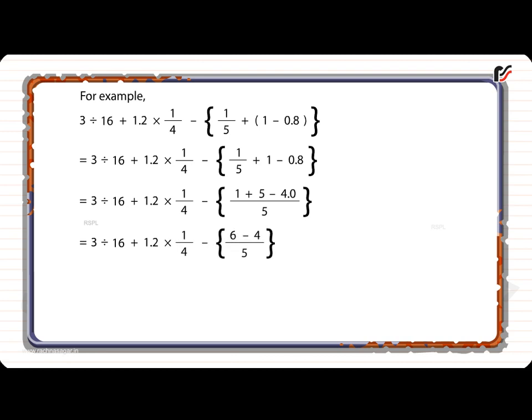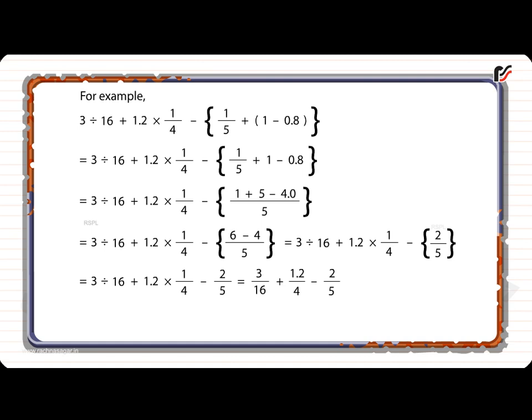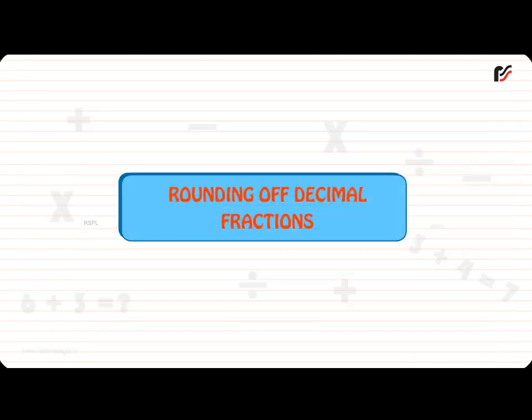is equal to 3 divided by 16 plus 1.2 multiplied by 1 by 4 minus {6 minus 4, whole by 5}, which is equal to 3 divided by 16 plus 1.2 multiplied by 1 by 4 minus {2 by 5}, which is equal to 3 by 16 plus 1.2 by 4 minus 2 by 5, which is equal to 15 plus 24 minus 32, whole divided by 80, which is equal to 7 by 80, which is equal to 0.0875.